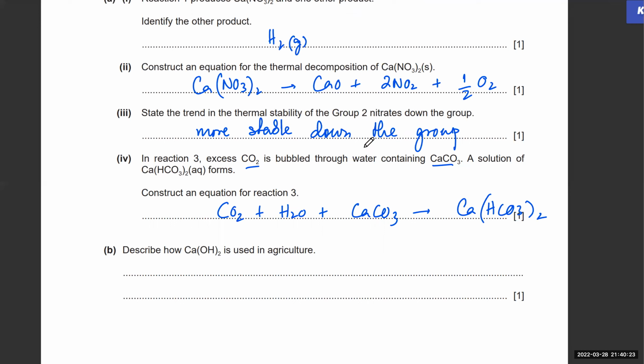I've added water because they were using the term water. It's bubbled through water. And there has to be water because there's H over here. It has to come from somewhere. So the equation looks balanced. Describe how this is used. It's used as lime and it neutralizes acidic soil. So this is pretty standard, basic O-level stuff.